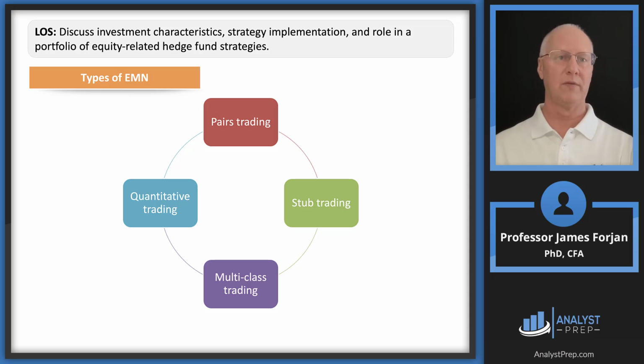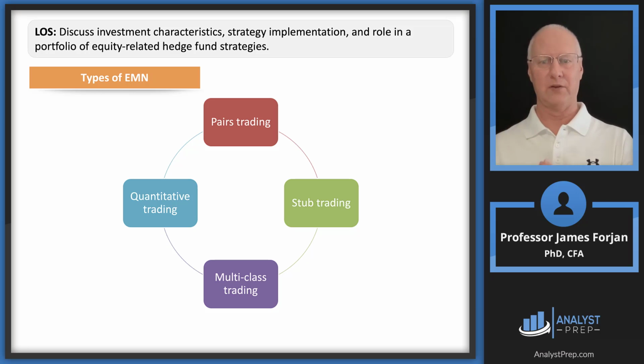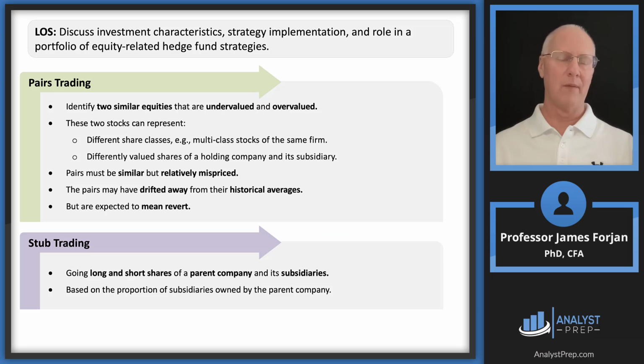So what are these types of equity market neutral? Quantitative trading, multi-class trading, stub trading, pairs trading. This is what I have my students do regularly in class. We'll take two similar securities, and what I have my students do is calculate a correlation coefficient. The classic example is either Walmart and Target or Coke and Pepsi. You take these two stocks, you calculate their correlation coefficient, and it's probably 0.85 or something like that, right?